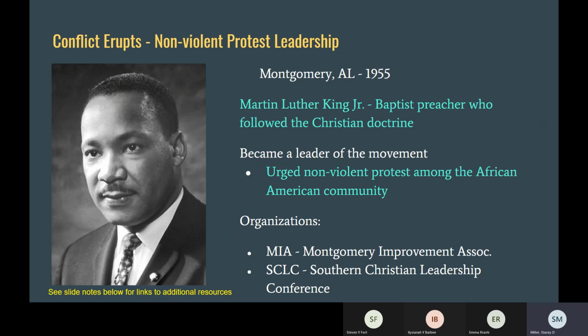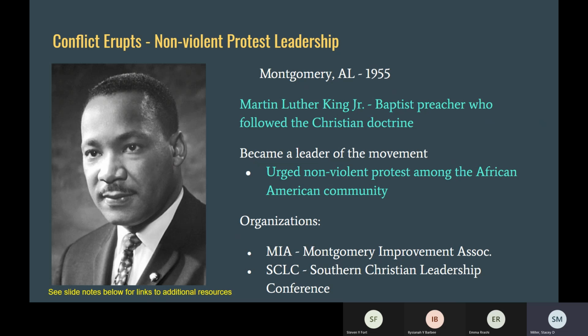And his big thing is nonviolence, right? His whole goal, his big thing that he preaches mostly is nonviolent protest among the African-American community. He has a couple organizations. He's got the MIA, the Montgomery Improvement Association. He also has the SCLC, the Southern Christian Leadership Conference.